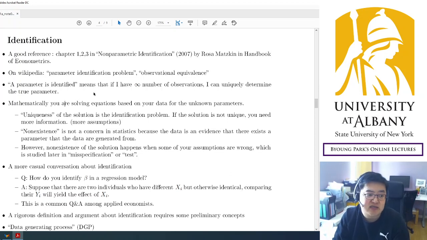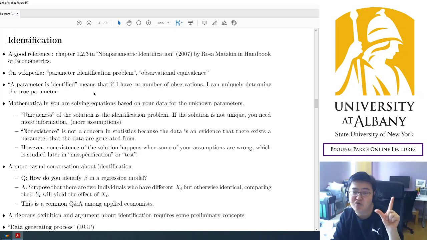And in our case, let's first think about uniqueness. Uniqueness is more of a problem in estimation. So for example, we would like to study how the wage is determined. Suppose that the wage is determined by your work experience and your education. Say experience and education are the only two factors that determine the wage.